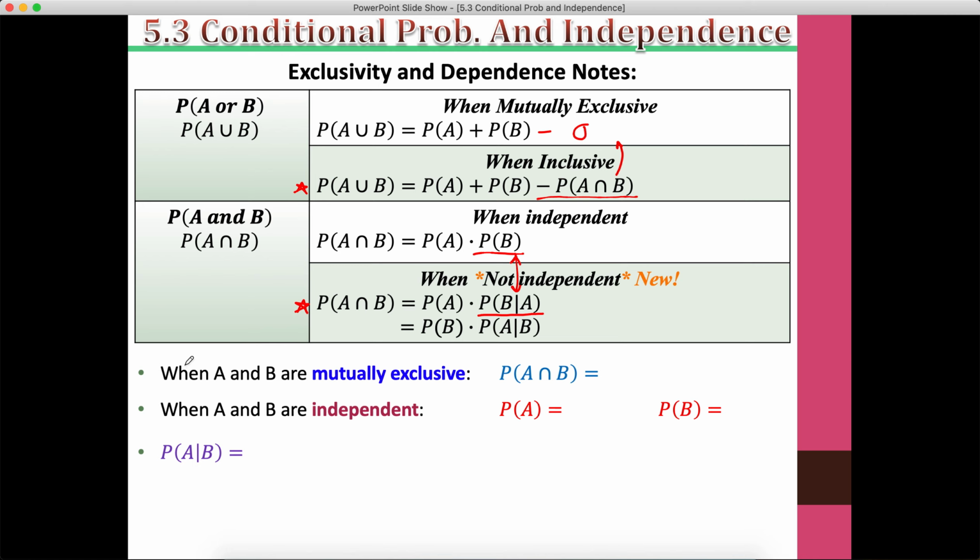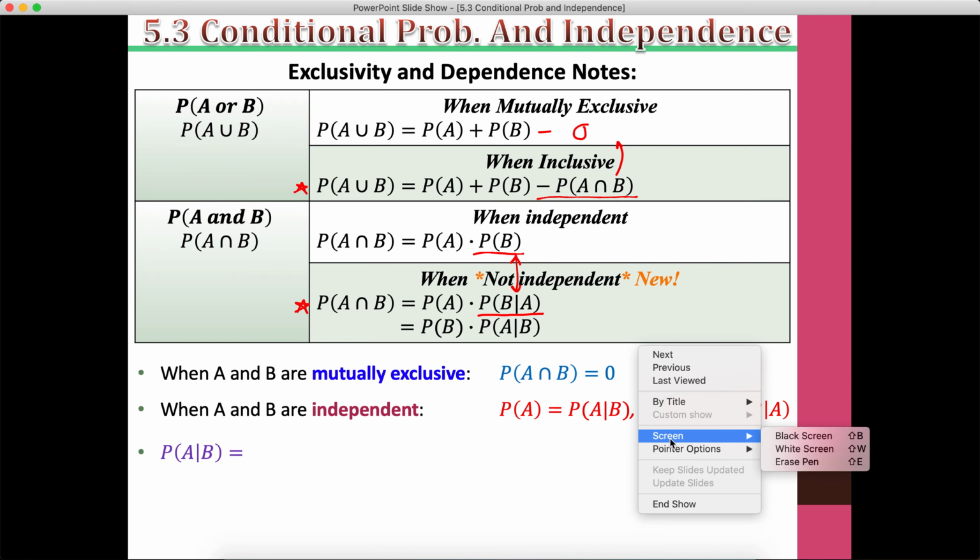So to get that down to the notes, when A and B are mutually exclusive, this overlap region is 0. And when A and B are independent, then the probability of A is going to be the probability of A given B, which is to say that B won't change the probability of A, and also vice versa.